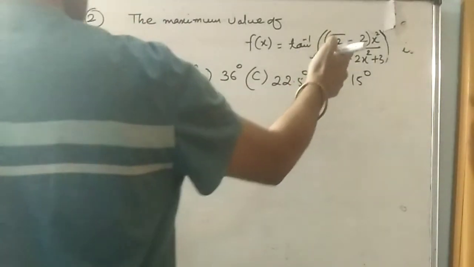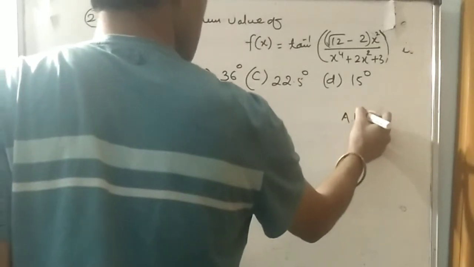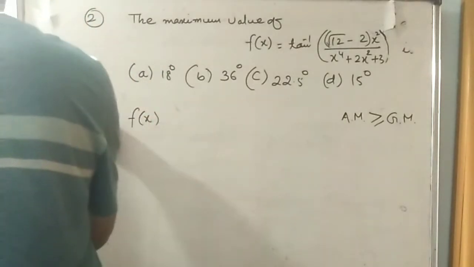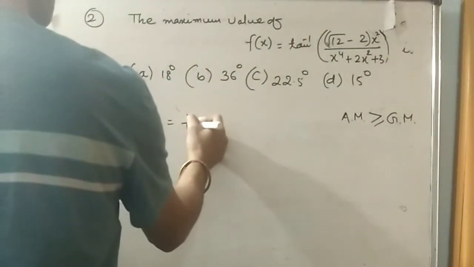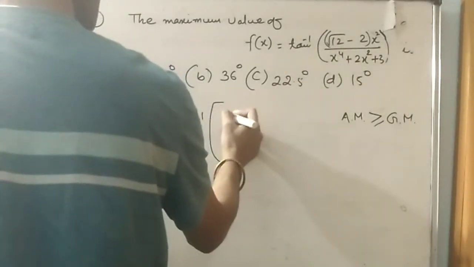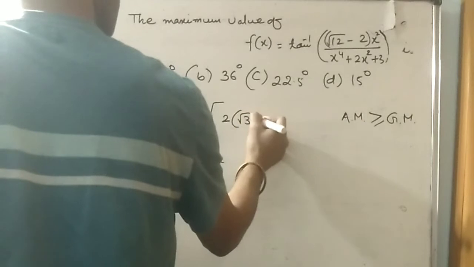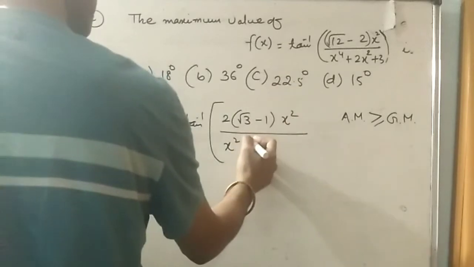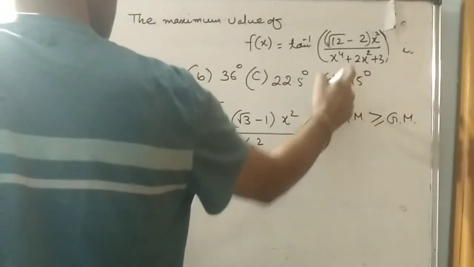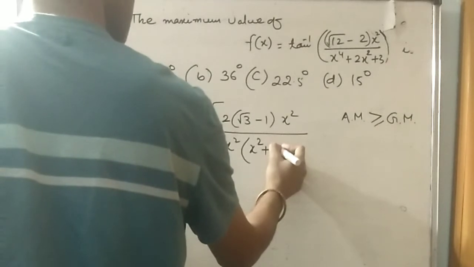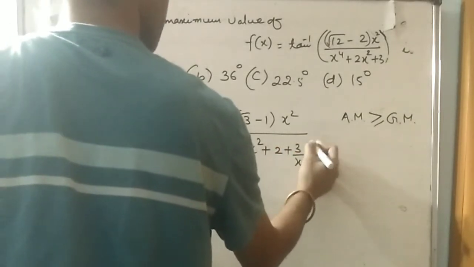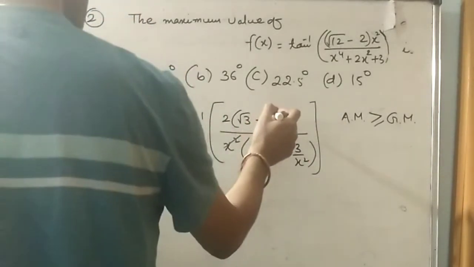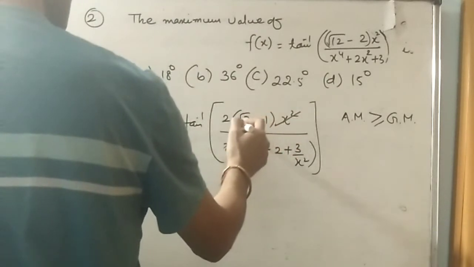Yes. One of the most commonly used concepts is arithmetic mean is greater than or equal to geometric mean. So to use that, first we need to simplify this expression. That is, this one is 2 root 3, so take 2 common. We are getting root 3 minus 1, then this x square. Now x square can be taken common from the denominator, which gives us x square plus 2 plus 3 upon x square. Now this x square and x square get cancelled. Now this is the part basically which we want to analyze.